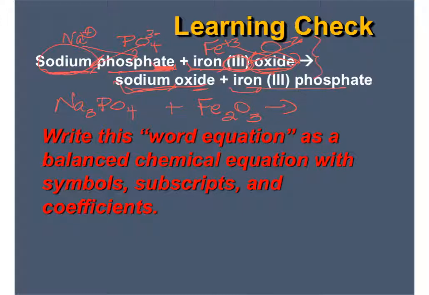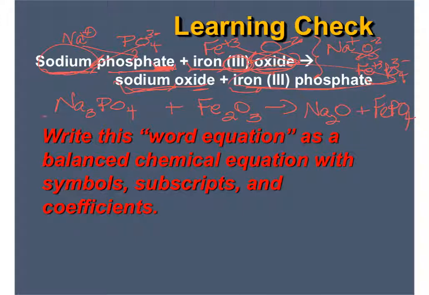Alrighty, and let's see, sodium oxide. I'm going to do the products here. So there we have sodium and oxygen. And when we crisscross, we get Na2O. And iron phosphate: iron is +3, phosphate is -3. So anytime the cation and anion have equal but opposite charges, just put them together in a 1-to-1 ratio. All right, there we go.